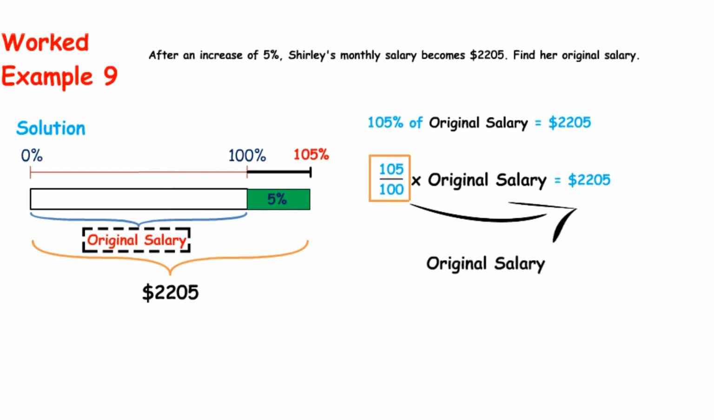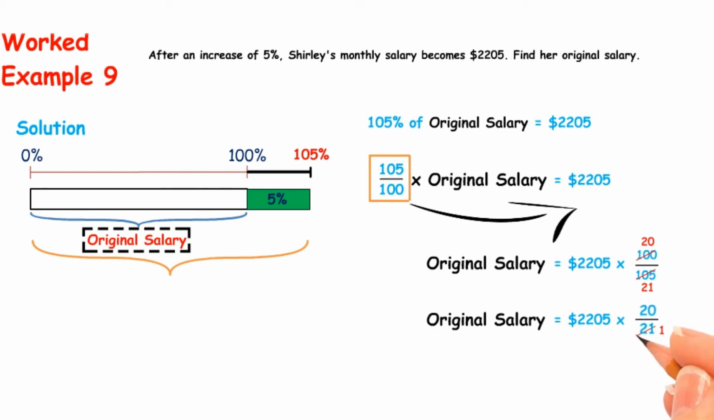Original salary equals $2,205 times 100 out of 105. 5 into 105 is 21, 5 into 100 is 20. Original salary equals $2,205 times 20 out of 21. 21 into 21 is 1, 21 into 2,205 is 105.